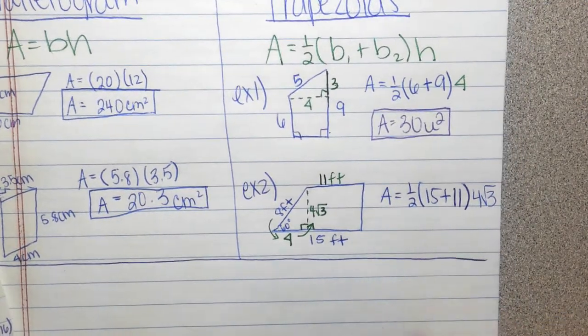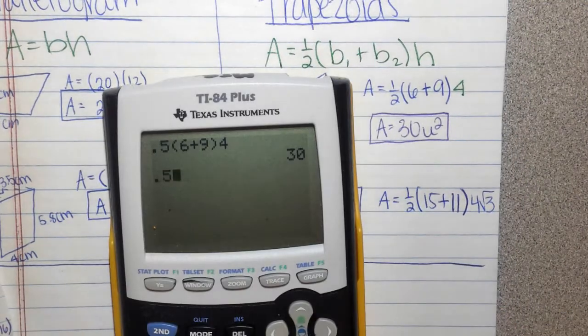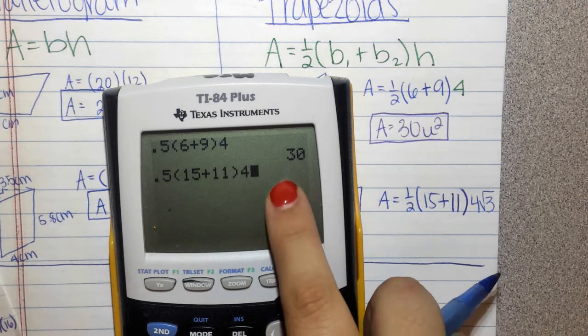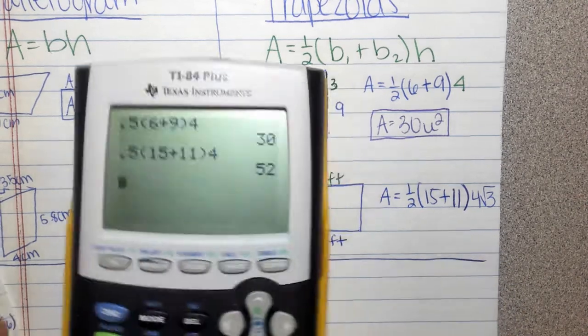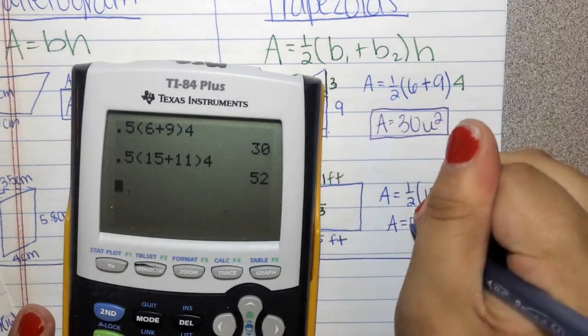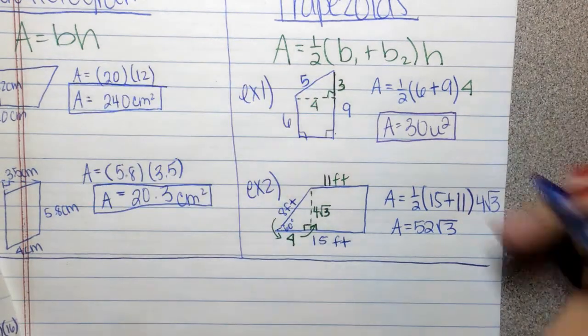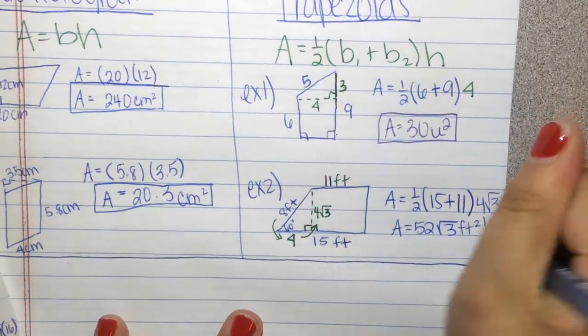Now, when you put this in the calculator, I always do 0.5 instead of 1/2. 15 plus 11 times 4. I want an exact answer, so I'm not going to put the square root of 3 in. So I get the area is 52, and just add on the square root of 3. And don't forget your units, feet squared.